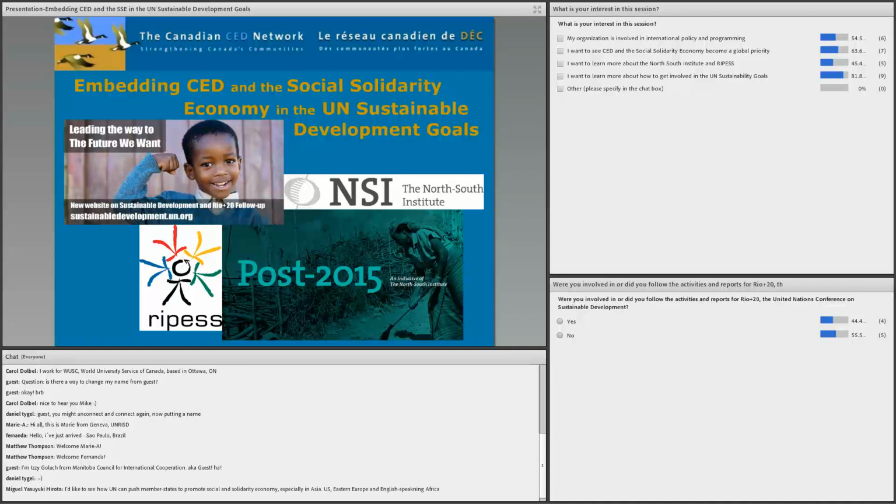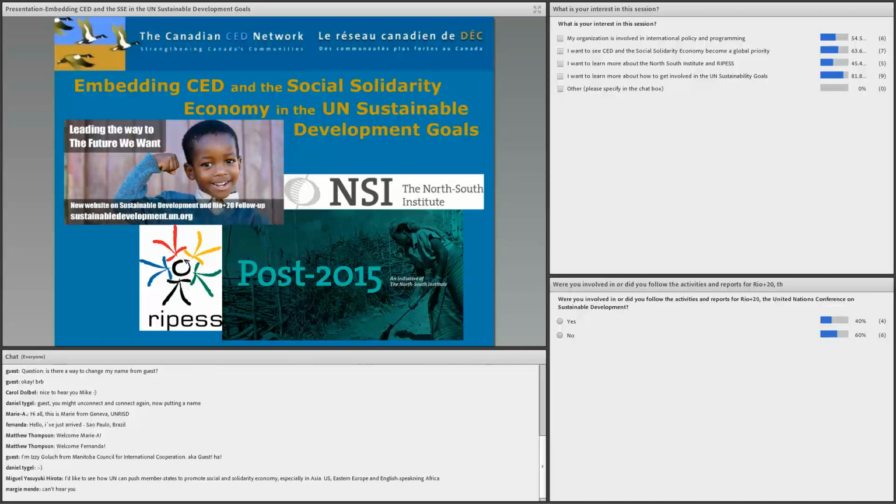So we're very happy to have Shannon with us today to talk about the process and prospects for the UN post-2015 development agenda, and Danielle to share the latest information on the Intercontinental Network for the Social Solidarity Economy's efforts to secure a greater role for the SSE in the post-2015 UN Development Agenda.